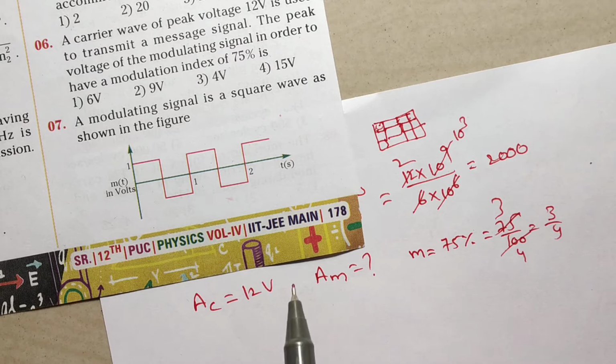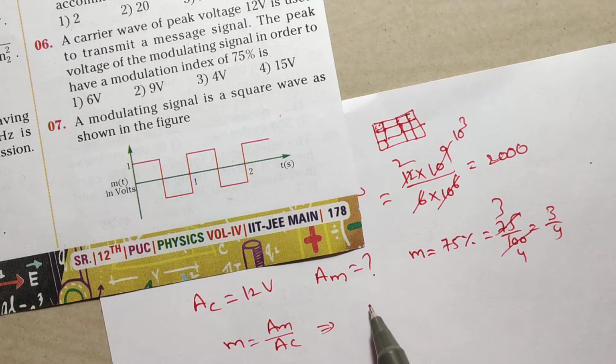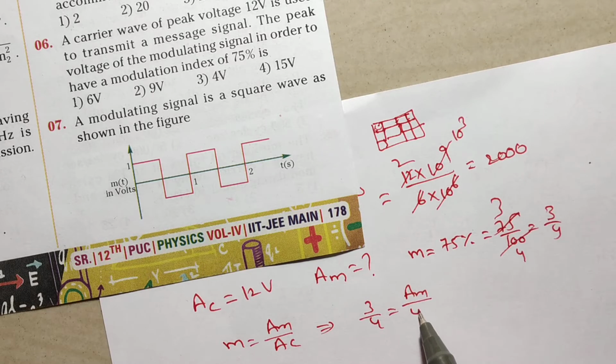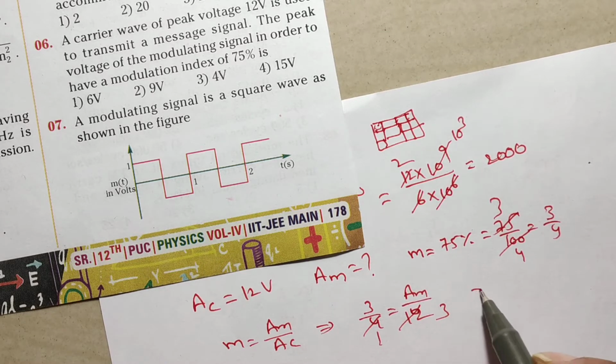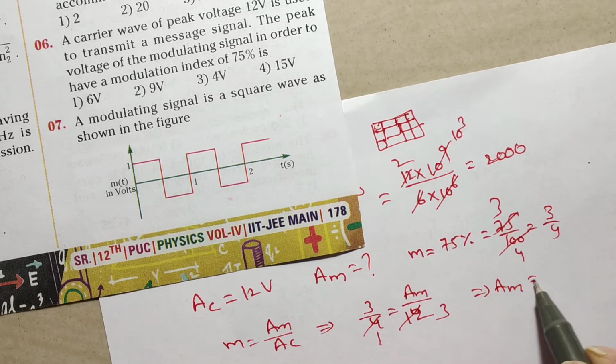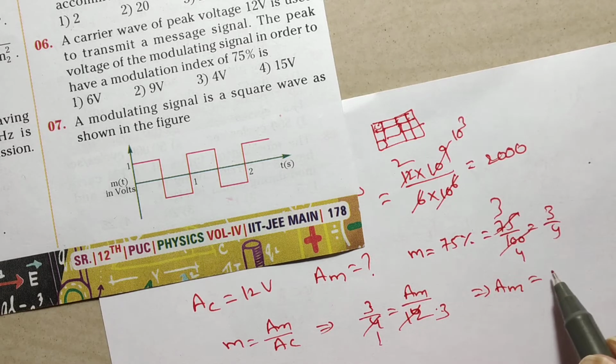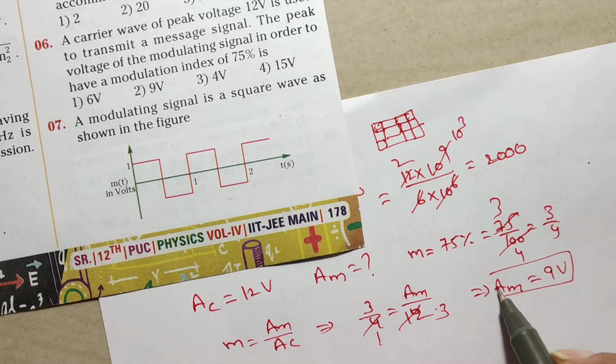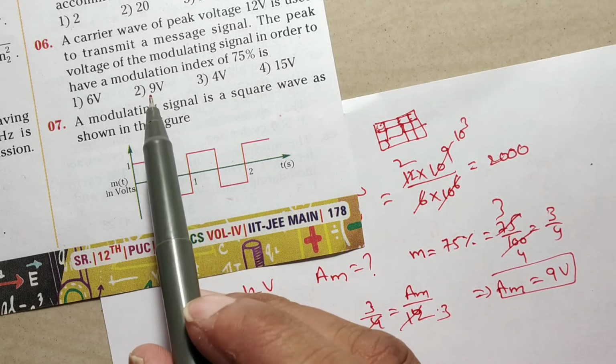Now we have to find AM. Modulation index M is equal to AM by AC. That implies M is 3 by 4, AM we have to find, and AC is 12. Four ones, four threes. AM is equal to, now cross multiplication, 3 into 3 is 9 volts. The message signal voltage is 9 volts.